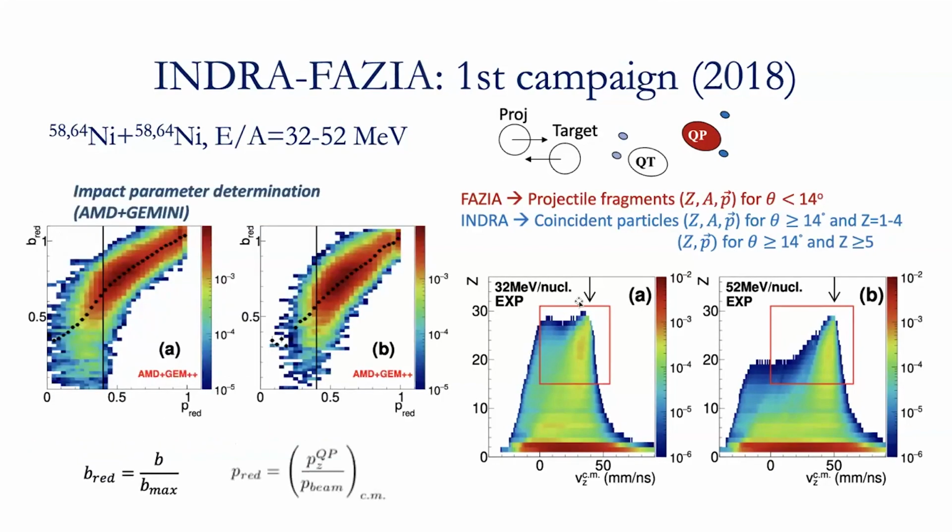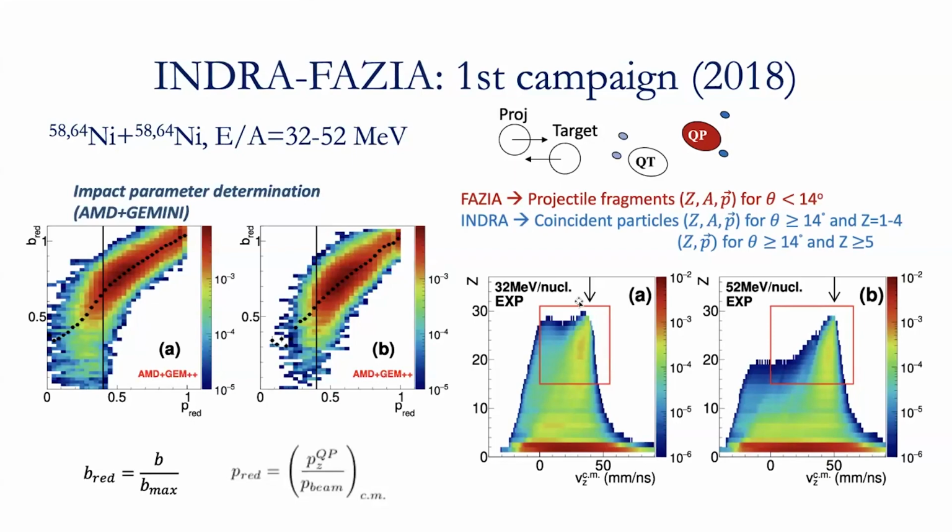And then this is an example of determination of impact parameter. Here you use, for example, another observable, which is the ratio between the momentum in the longitudinal direction of this fragment that we measure and the beam momentum. You construct this parameter. You expect that if you are in a central collision, you have stopping, so this fragment that goes in the forward direction will have reduced momentum.